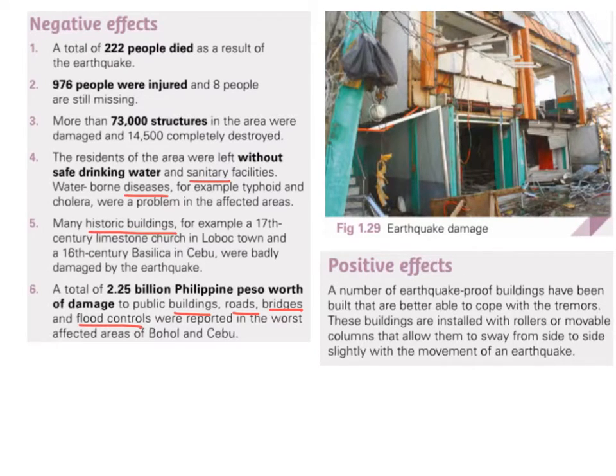Some positive effects. A number of earthquake-proof buildings have been built that are better able to cope with the tremors. These buildings were installed with rollers or movable columns that allow them to sway from side to side slightly with the movement of an earthquake.